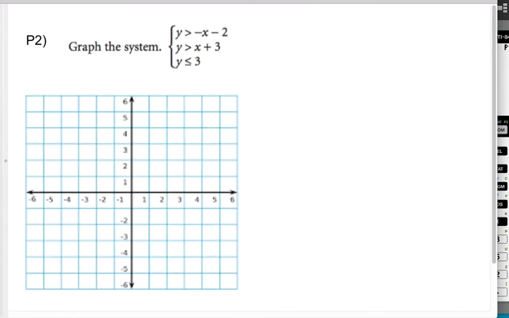All right, let's do a P2. Same argument. Go ahead and pause me if you want to do it by yourself. I'm going to do the easy one first. So this is going to be a solid line, and I'm going to shade below.